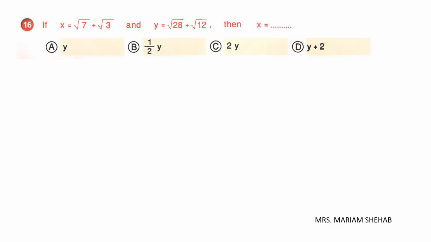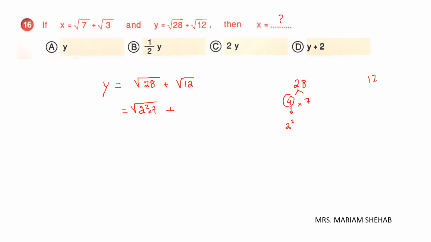Number 16. If x is equal to radical 7 plus radical 3, and y is radical 28 plus radical 12, then x is how much compared to y? Okay, so let's start working with y. Y is equal to radical 28 plus radical 12. Why did I choose y? Because you can simplify. You need to know that 28 is equal to 4 times 7. 4 is a perfect square, so 4 we can write it as 2 squared. So here radical 28 is radical 2 squared times 7. The 2 can go outside the radical.